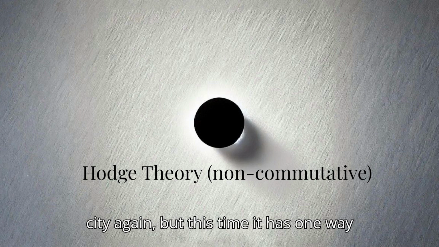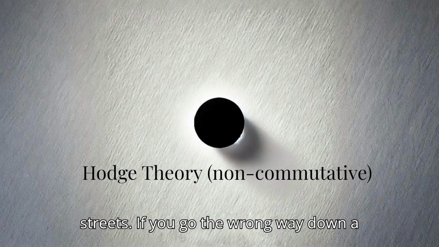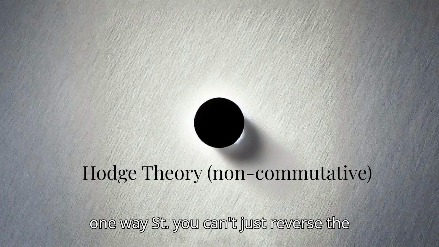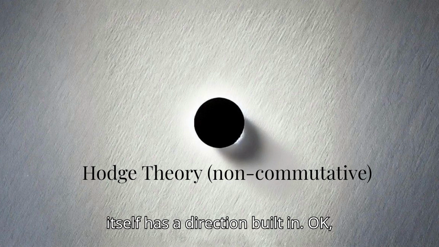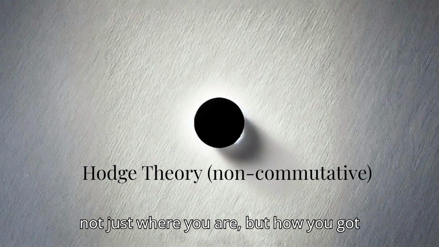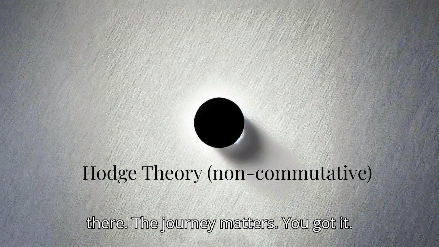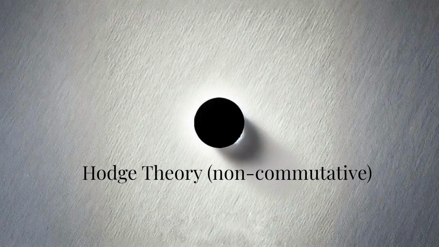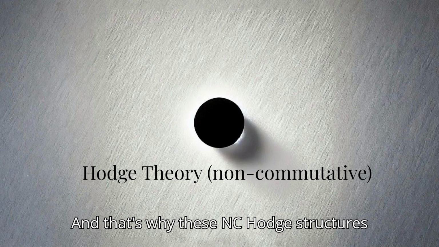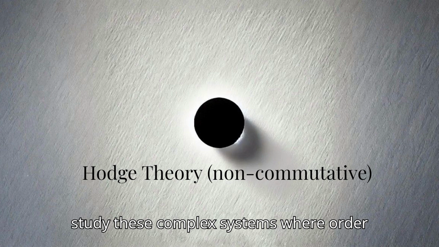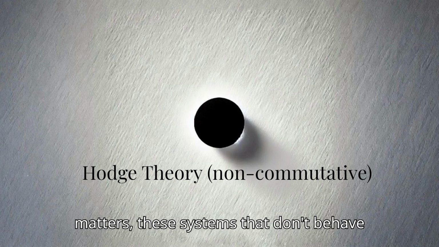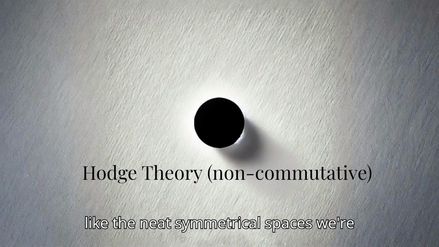Imagine our city again, but this time it has one-way streets. If you go the wrong way down a one-way street, you can't just reverse. The order you move in matters. The space itself has a direction built in. Okay, that's helpful. So in an NC space, it's not just where you are, but how you got there. The journey matters. You got it. And that's why these Encke Hodge structures are so powerful. They give us a way to study these complex systems where order matters, these systems that don't behave like the neat symmetrical spaces we're used to.